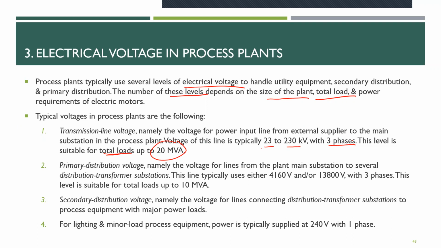And if the total load is up to 10 MVA, it will be better to use the primary distribution voltage, while for the process equipment with major power loads, it is suitable to use the secondary distribution voltage. And for lighting or minor load process equipment and other secondary or maybe tertiary demands of electrical power, we can use the supply at 240 volts with a one phase circuit type.